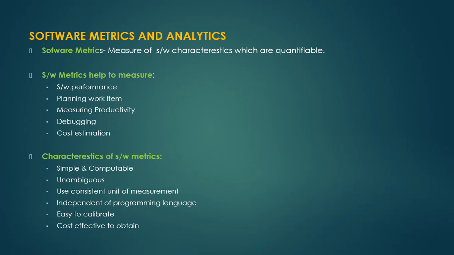Easy to collaborate means this particular software should be able to collaborate with other software if it is required for any of the metrics. Independent of programming language means that software prepared in any language should be platform independent. Use consistent units of measurement: consistent means a standard way, with no fluctuation in the units of measurement. Unambiguous means it should not be ambiguous, so that it is user friendly.